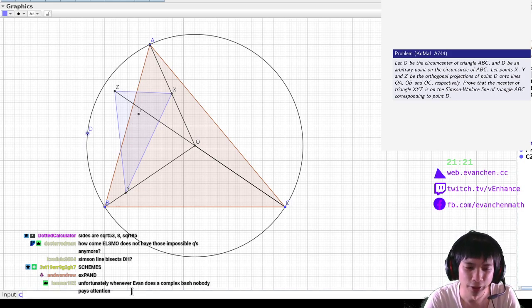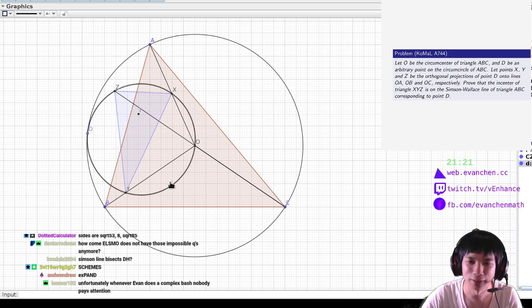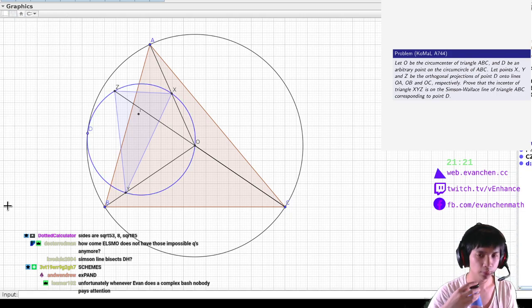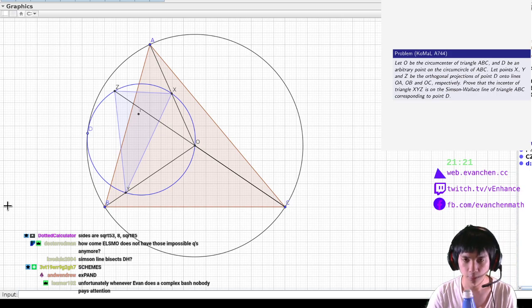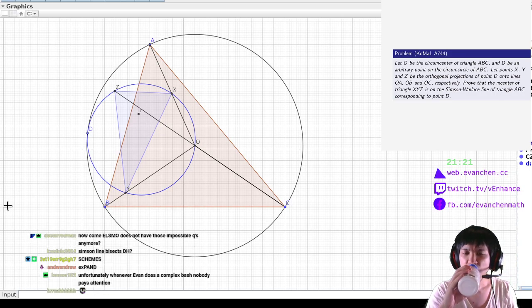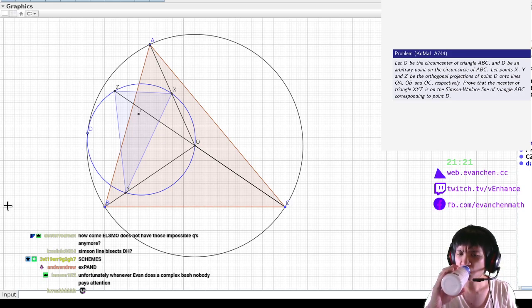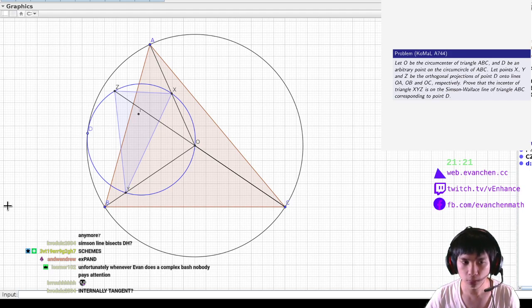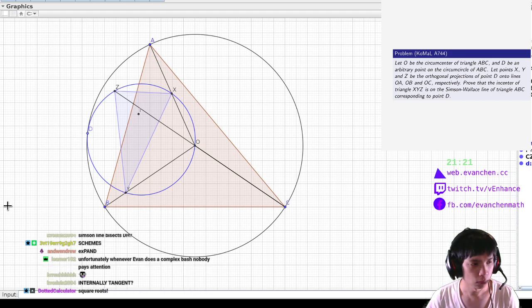Okay, actually, oh, hang on. They all lie on this circle with diameter DO, right? For obvious reasons. I really should draw that circle in. That is an important circle to draw. Yes, they're internally tangent because DO is a diameter and DO is a radius.